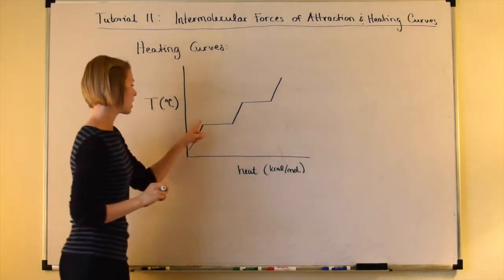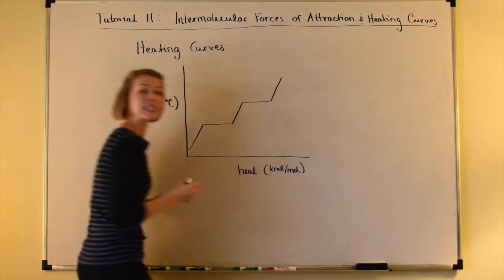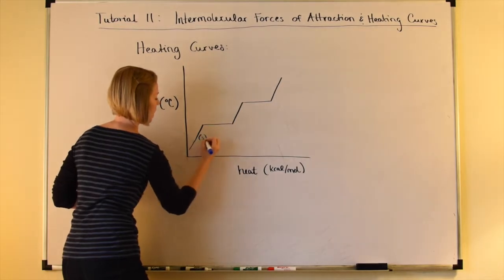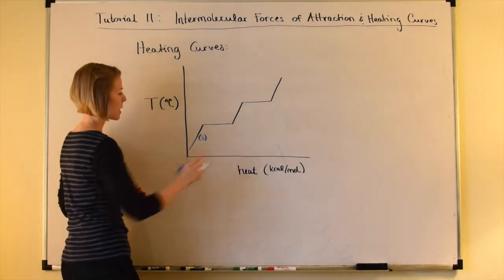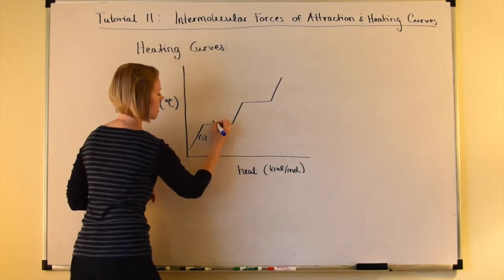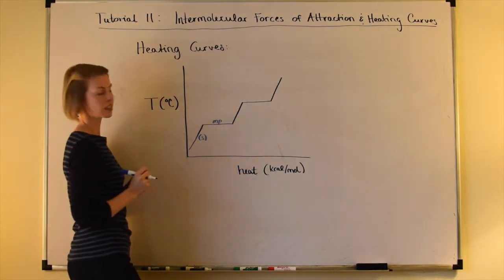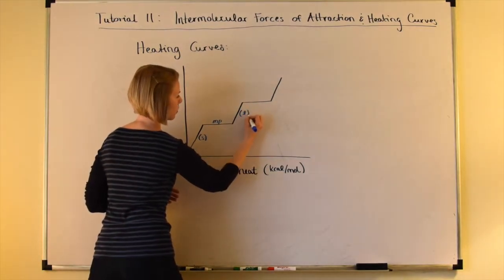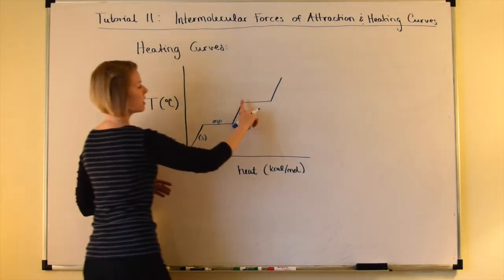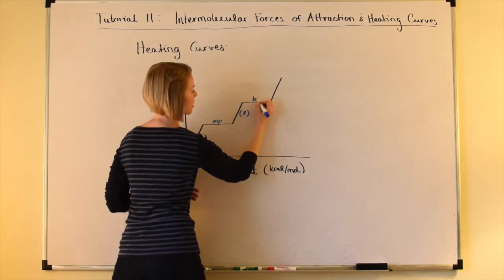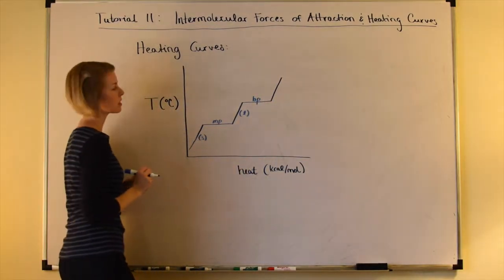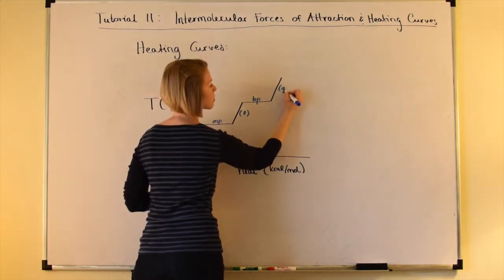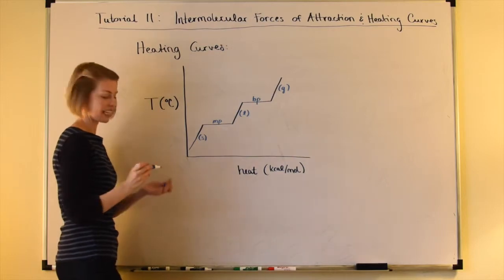Okay, the first line will always be representing the solid state of the substance. The second line is the melting point of the substance. The third line is where the substance has melted but not yet boiled, so that's the liquid state. The next line, the plateau, is the boiling point of the substance. And the last line is after the substance has boiled, so the substance is in the gaseous state.